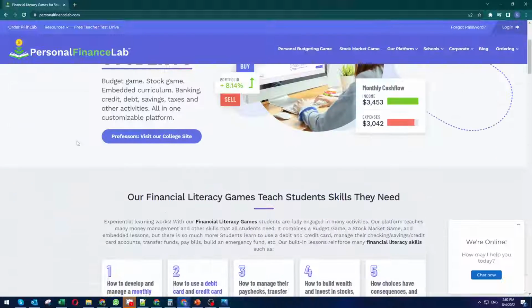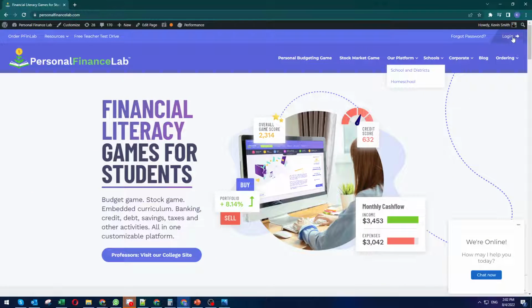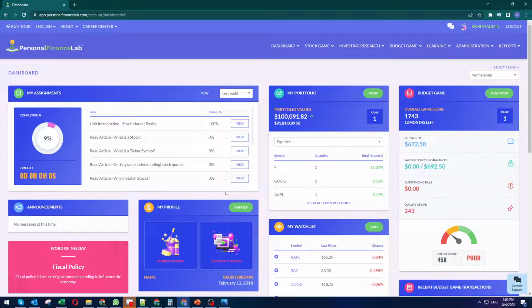So I'm going to start by logging into my teacher account here. Let's see here, which takes me to my students' dashboard. I like to start with the students' dashboard because you can see what your students would see if they were to sign up for the first time. On the left here, you can see I have a list of lessons that my teacher assigned to me, along with a countdown of when it's due.